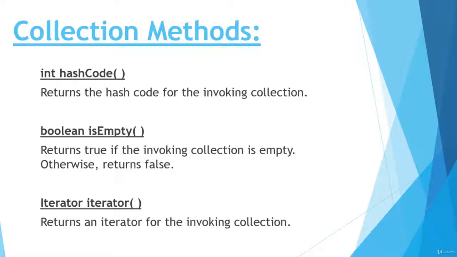Next, we have the isEmpty method. Returns true if the invoking collection is empty, otherwise returns false. It checks whether our collection is empty or not. Next, we have the iterator. Returns an iterator for the invoking collection. Basically, an iterator is used to iterate over all the elements in the collection, and it has different methods in it. We will discuss how we can iterate through the collection when we do our coding.